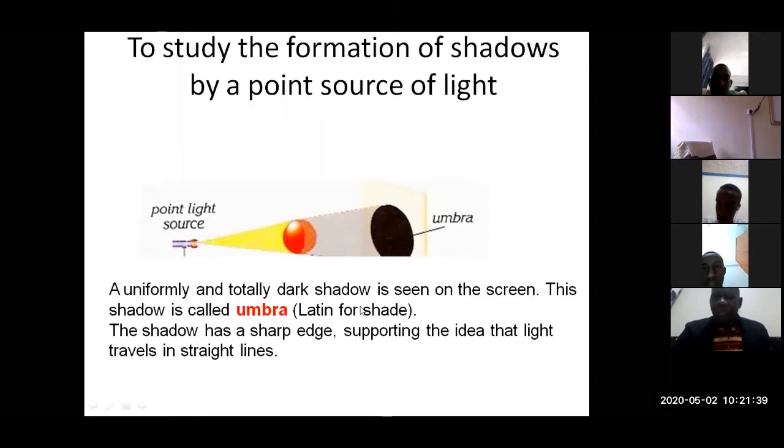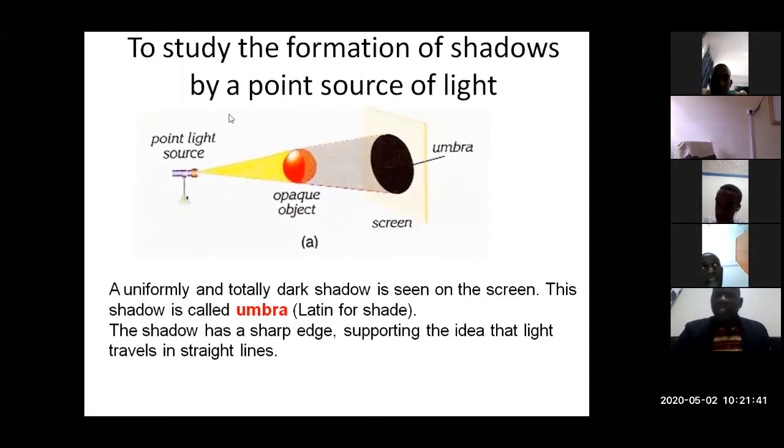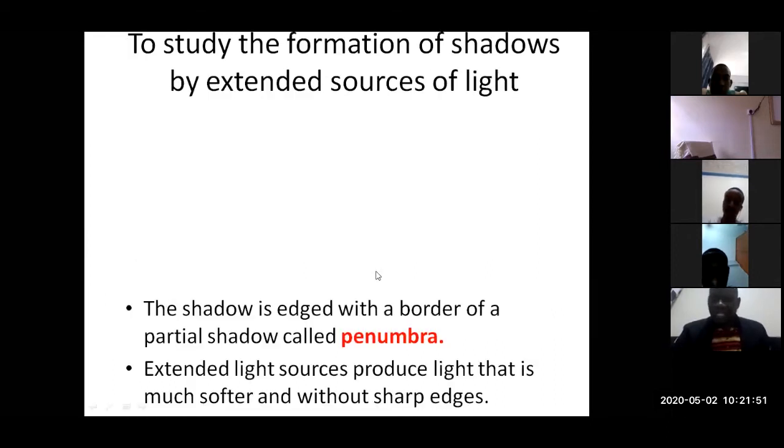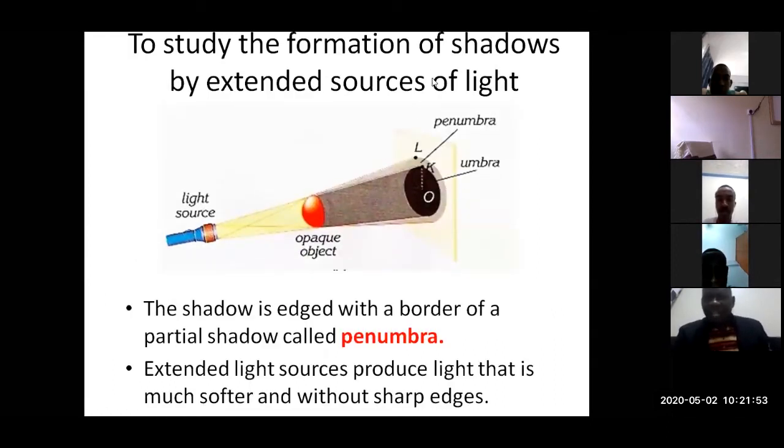So when you look at the first one, if it's a point source of light, so this is a small source of light, this is the opaque object, we only have the umbra. That's total darkness. If we have an extended source of light, that's a large source of light, you can see the rays of light as they go. So if it's a large source of light, we shall have both umbra and penumbra.